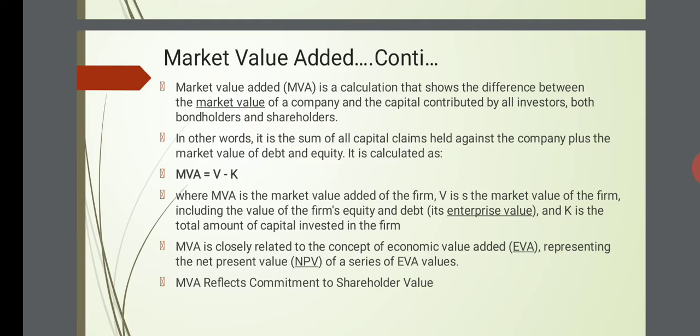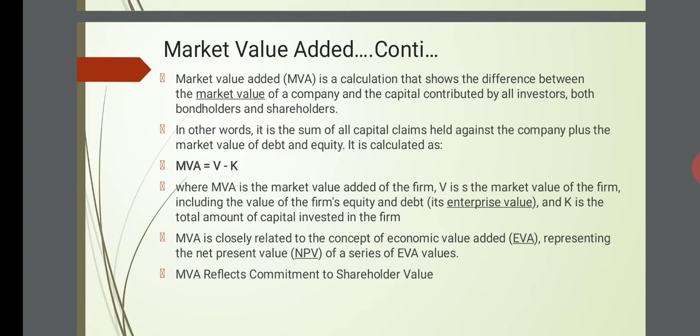It is described as market value added is equal to V minus K, where MVA is the market value added to the firm, V is the market value of the firm, including the value of the firm's equity and debt, and K is the total amount of capital invested in the firm. So whatever value of the firm a company has, including both equity and debt, you subtract the amount of capital out of it, and you get the market value added to the firm.